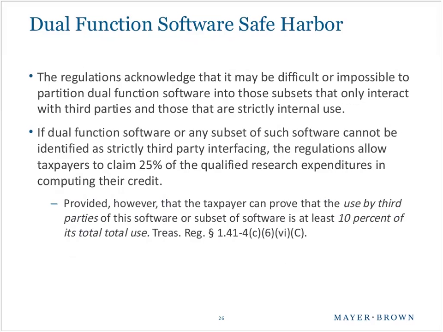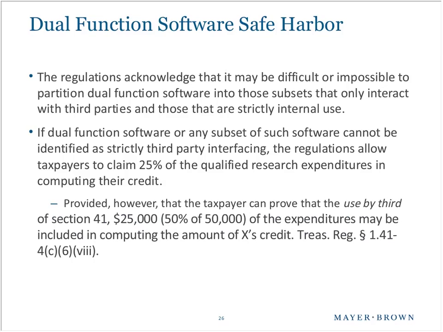Bill alluded to this a moment ago, the regulations do have a safe harbor. And the safe harbor really allows taxpayers in situations where they can't identify a subset that's strictly third-party interfacing to claim 25% of the qualified research expenditures associated with developing that subset in computing their credit. But the hard part about qualifying for the safe harbor is that the regulations go on to provide that you can only qualify for the safe harbor if you can prove that use by third parties of this subset is at least 10% of the total use of that dual function software that you're trying to qualify for the safe harbor.